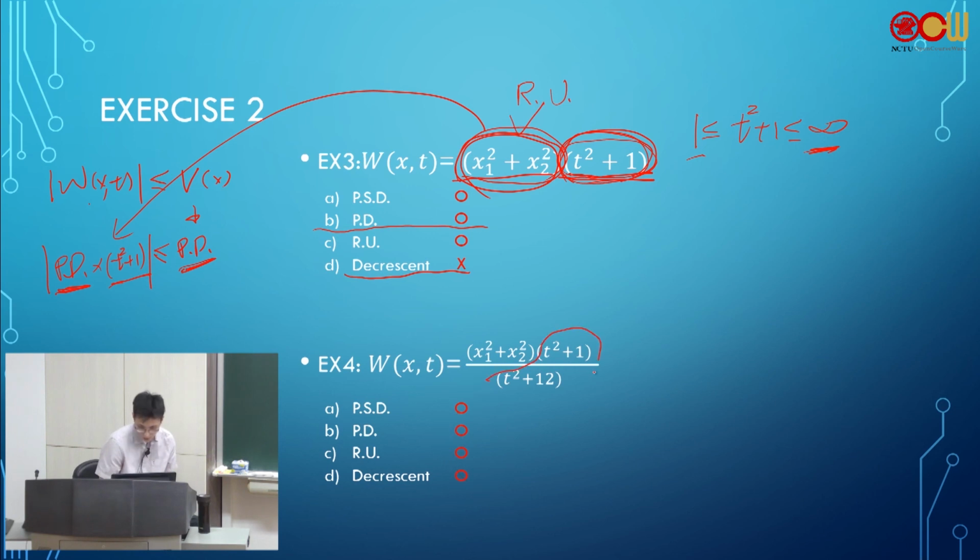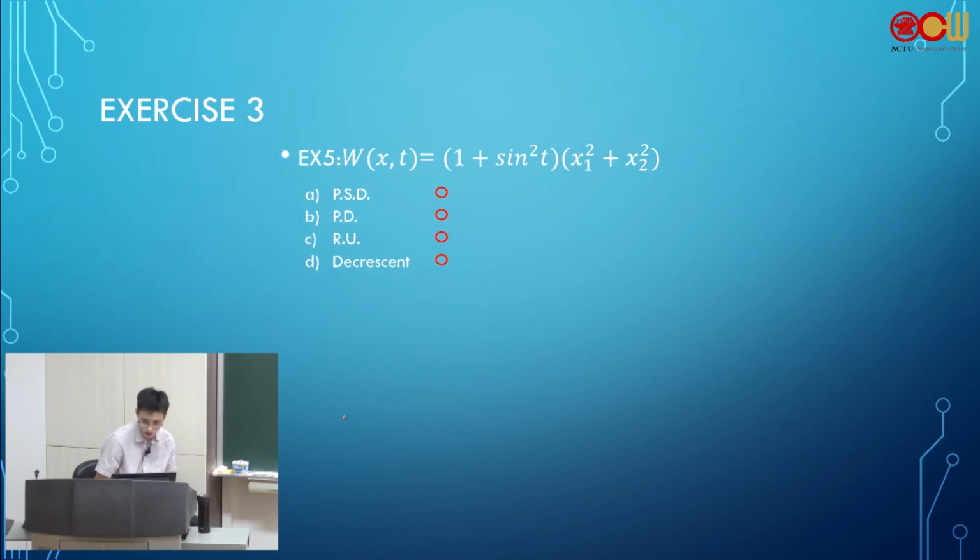Why? Because this part is lower and upper bounded by constants, right? It's lower bounded by 1 over 12 and upper bounded by 1 as t goes to infinity. So if this part is PD, w will be PD, and of course it has to be PSD. How about radially unbounded? Because this part is lower and upper bounded by constants, you only need to check the first part. So it will be radially unbounded. And again, this one: what's the lower and upper bound of this? It's lower bounded by 1, upper bounded by 2. So again, it satisfies all the 4 conditions.